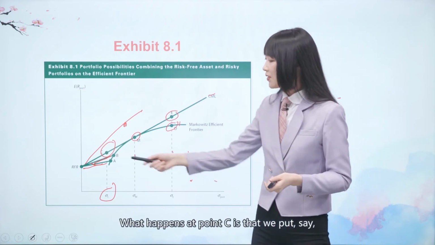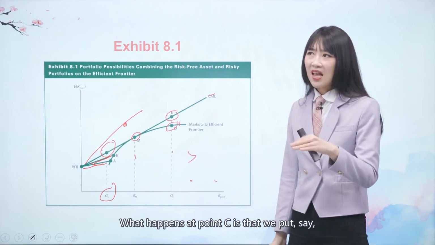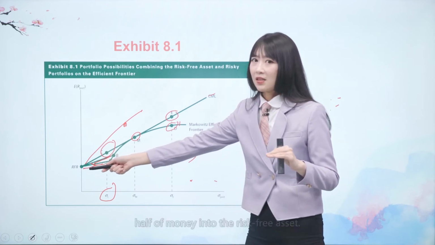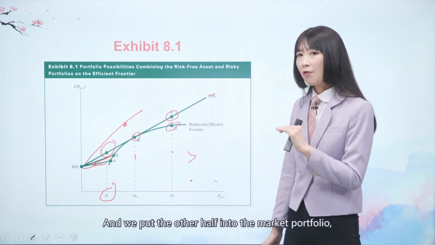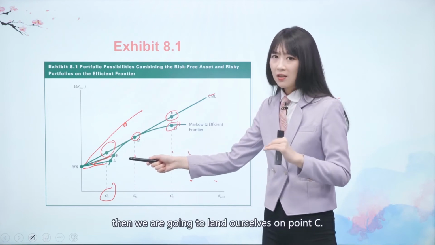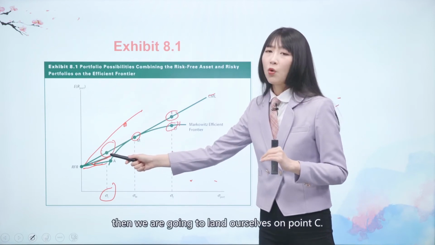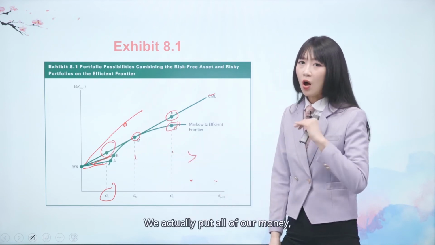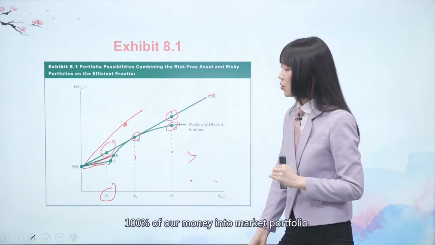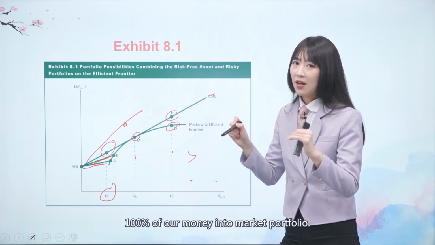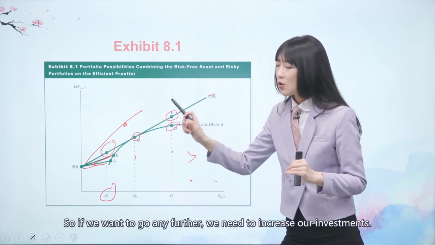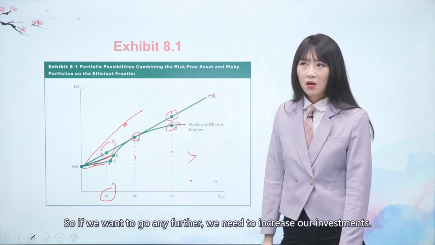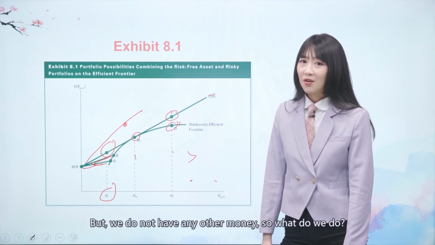So what happens at point C is that we put, say, half of our money into the risk-free asset, and we put the other half into the market portfolio. Then we land on point C. Now, at point M, we put all of our money, let's say 100% of our money, into the market portfolio. So if we want to go any further, we need to increase our investments. But we do not have any other money, so what do we do?